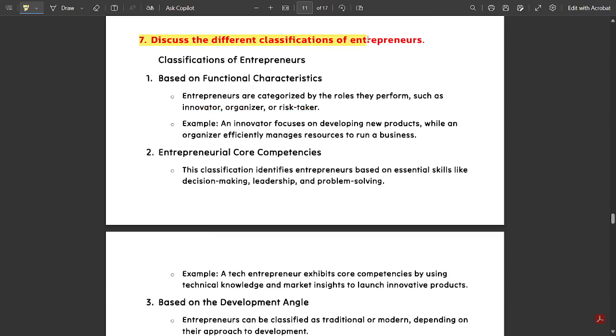Discuss the different classifications of entrepreneurs. Okay, entrepreneurs are classified into several types. They are classified based on their functional characteristics. Entrepreneurs are categorized by the roles they perform, such as innovator, organizer, or risk taker. For example, an innovator focuses on developing new products while an organizer efficiently manages resources to run a business. Okay. Next, entrepreneurial core competencies. This classification identifies entrepreneurs based on essential skills like decision making, leadership, and problem solving.